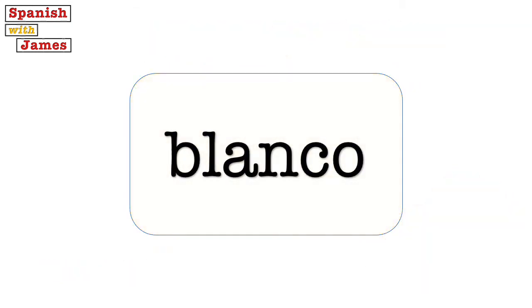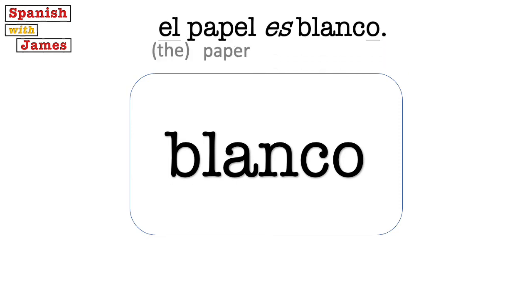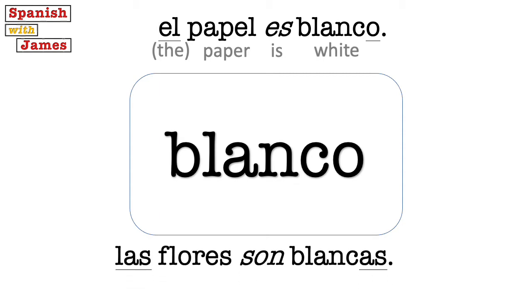Is blanco, white. El papel es blanco. Paper is white. So here, el papel is masculine and singular, so it stays as blanco. If we were to use it with a feminine noun, it would go to blanca. If we use it as a plural, it can go to blancos or blancas. Por ejemplo, for example, las flores son blancas. Flowers are white.